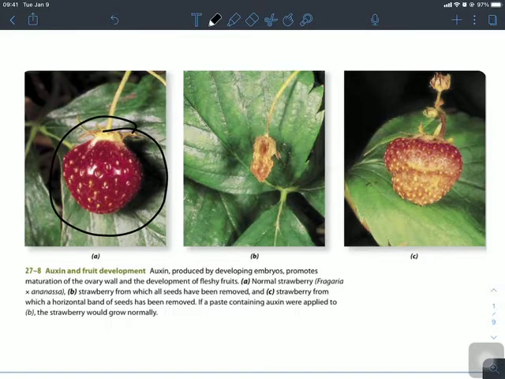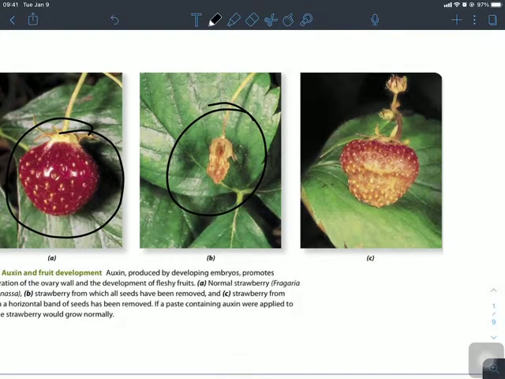In panel B, all of the seeds have been picked off. Now, with the seeds removed, the rest of the fruit doesn't develop. It withers away and is no longer edible. This is very distinctly caused by the lack of auxin.